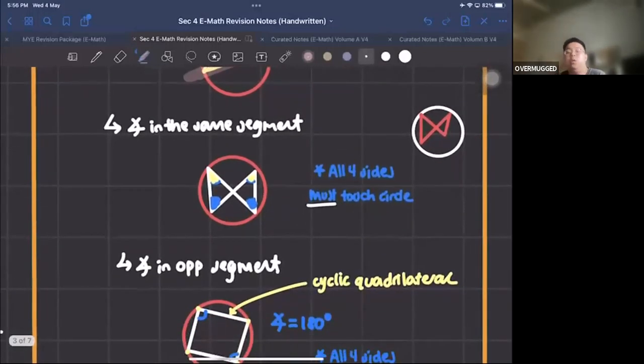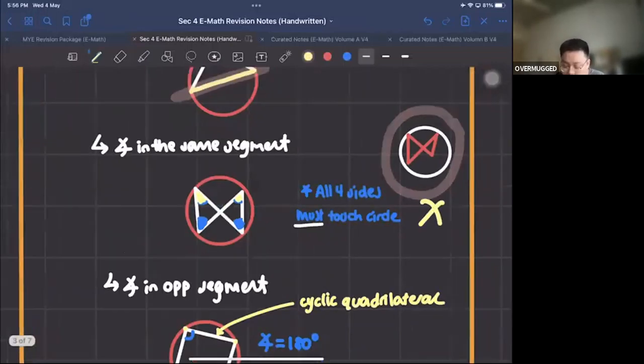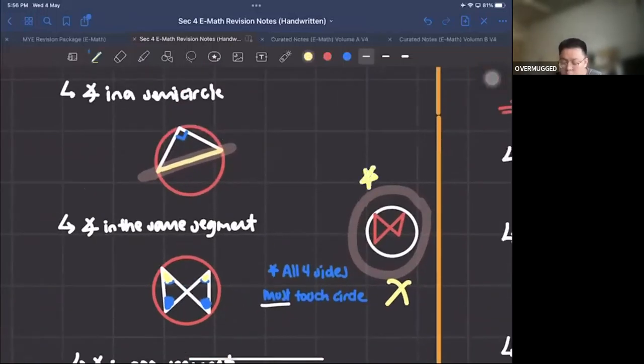Angles in the same segment, this is the butterfly. Now, please don't be like some of my students, because some people remember it as butterfly, butterfly, butterfly, and in the exam go and write butterfly. Okay, butterfly is not the official reason. The official reason should be angles in the same segment. An important property is that all 4 vertices must touch the circle. So this case down here, this is not angles in the same segment. What is this? In case you didn't know, this is this.